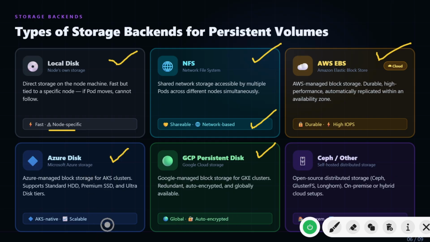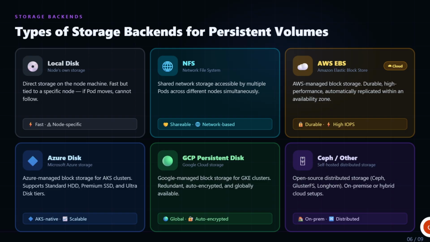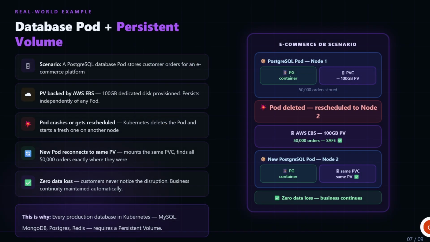For Azure, it is scalable and AKS native, and for AWS, it is durable as well as high input output process. And we have Ceph also and others. Those are self-hosted distributed storage. It is open source distributed storage, and it also provides on-prem as well as hybrid. So especially for on-prem and distributed, we can go with these storage systems.